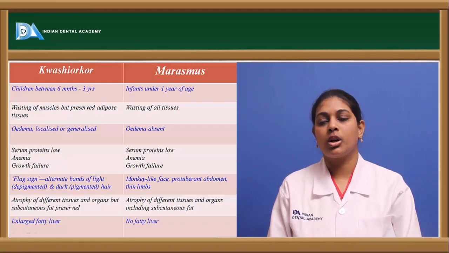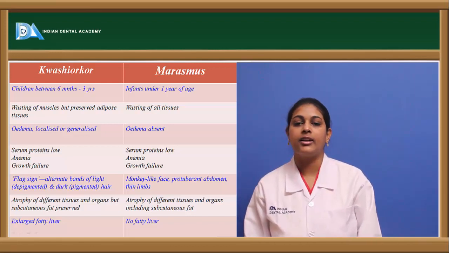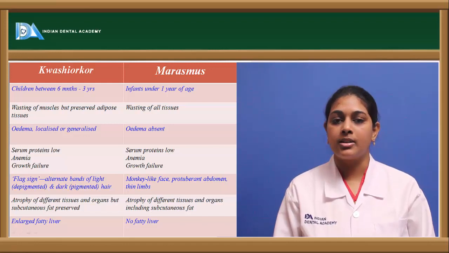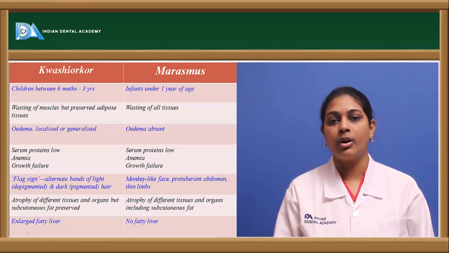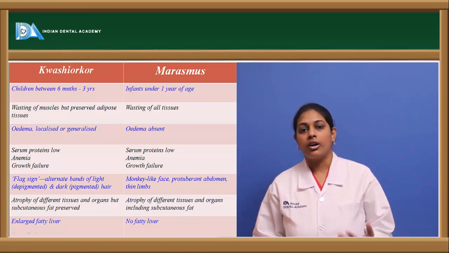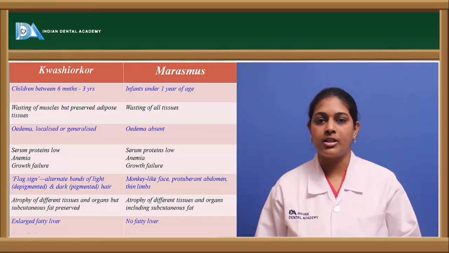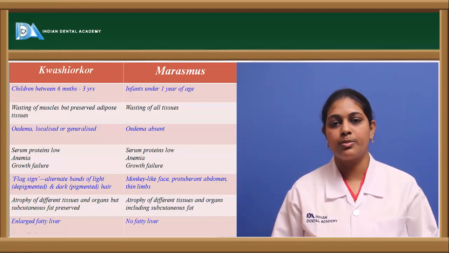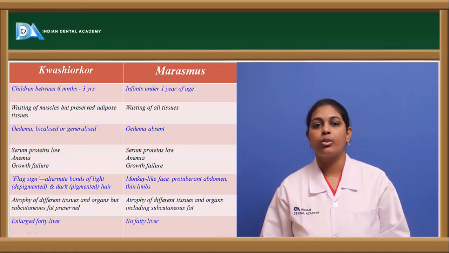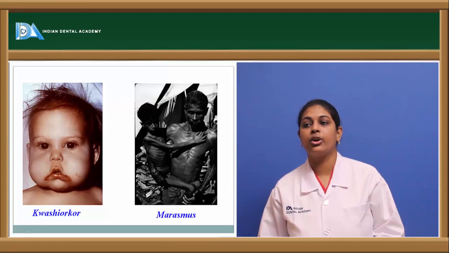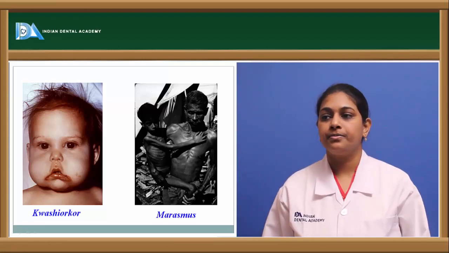And in kwashiorkor we see enlargement of the liver, that is, an enlarged fatty liver is observed because of improper nutrients and excessive calorie intake, whereas in marasmus we do not see such a fatty liver, because the calories or nutrients which are present are further utilized by the body, so there is complete inadequacy, and we see death very soon in these patients of marasmus. So here is a picture showing kwashiorkor and marasmus.